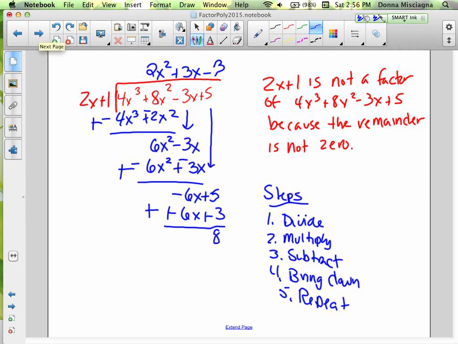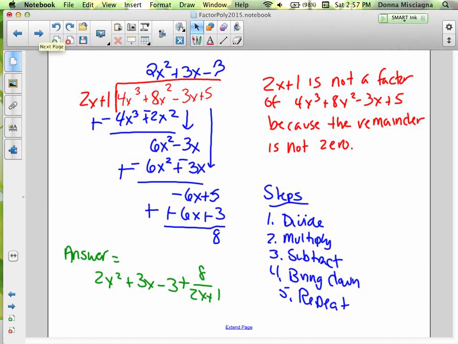So you see 2x plus 1 is not a factor of 4x cubed plus 8x squared minus 3x plus 5, because we did not get a remainder of 0. We got a remainder of 8. So our answer, remember, is our quotient, which is 2x squared plus 3x minus 3, plus our remainder, which is 8, over our divisor, which is 2x plus 1. That's how many times it went in, because we had a remainder.